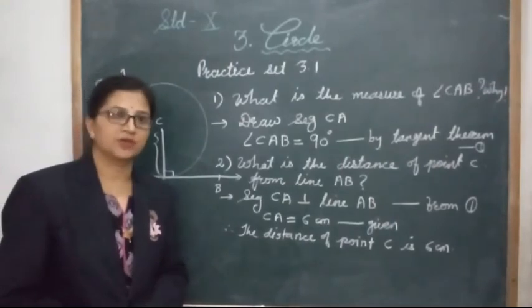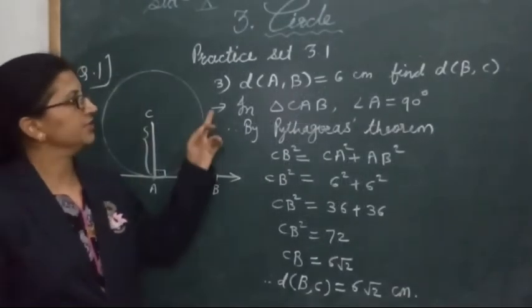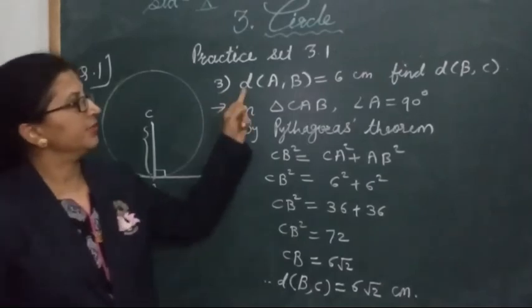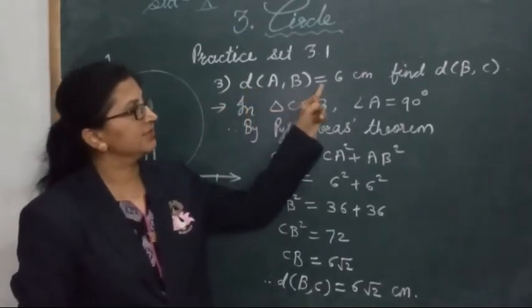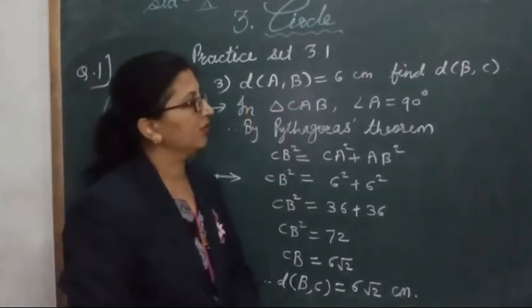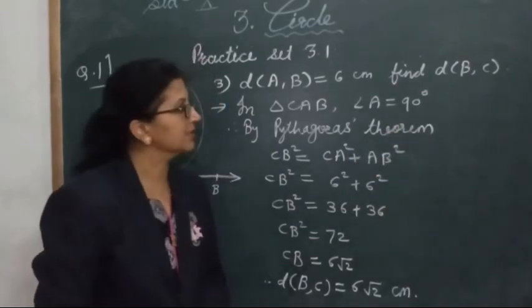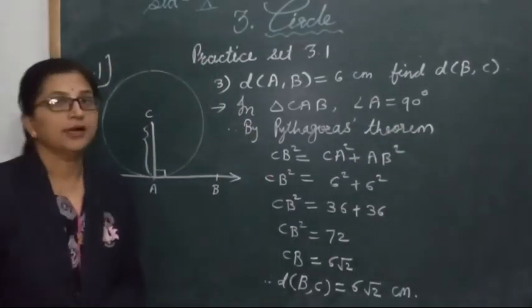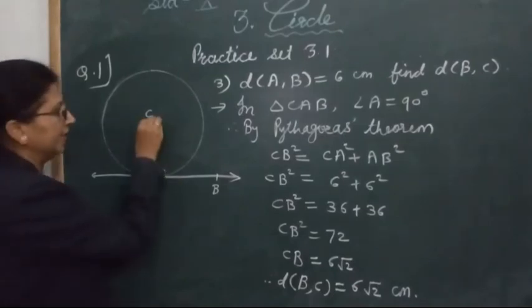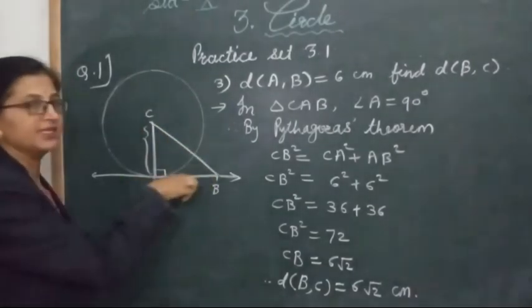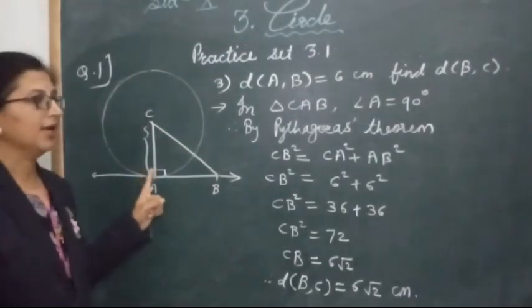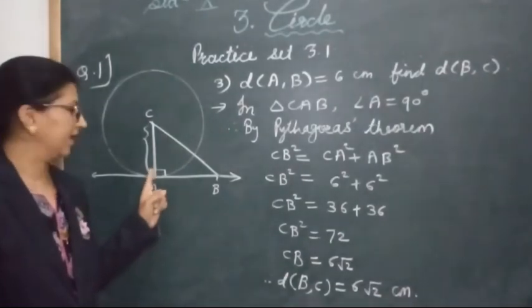Let's come to the next question. Now the third question: distance between points A and B is 6 centimeter. Then we have to find the distance between point B and C. So here, if we join this, we will get the triangle CAB. Here angle A is equal to 90 degrees. Already we have proved that.